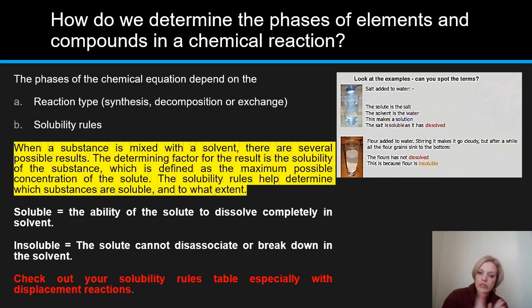So if you go to your data sheet that I uploaded under files, you have that data sheet with you, you will see that the solubility rules are outlined there. So there are different groups of these salts or polyatomic ions, okay, that have specific rules and exceptions.